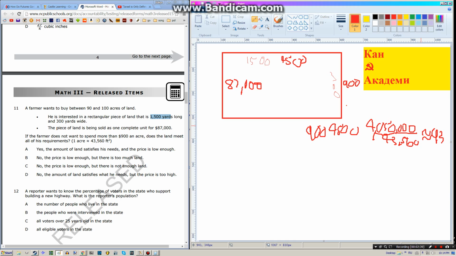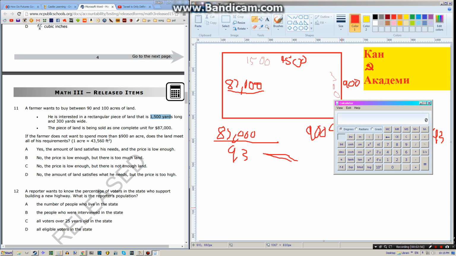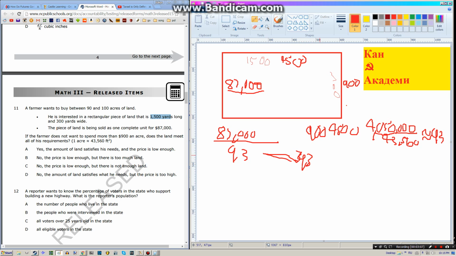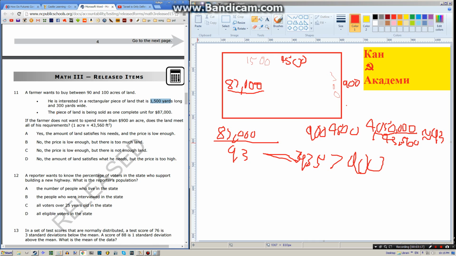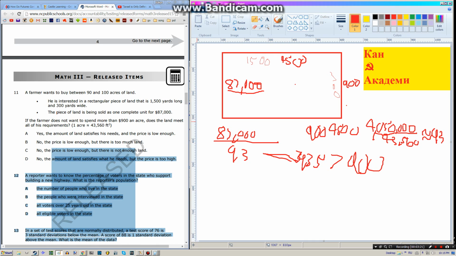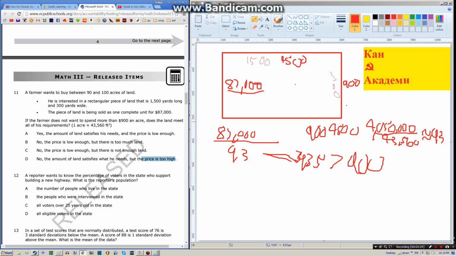What we do with this 93 acres is we divide the total cost by it, to see how many you're paying per acre. So you're going to divide by 93, and that equals, let me just try it. I think it's 935, but we're going to check it one more time. Yeah, 935, which is greater than 900. So the amount of land satisfies what he needs, but the price is too high. It's too high, so the answer for that would be D. And we're going to go to the next problem.